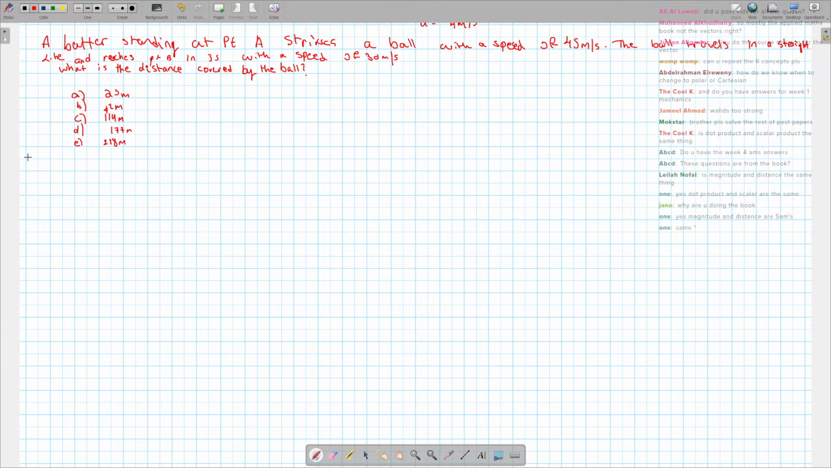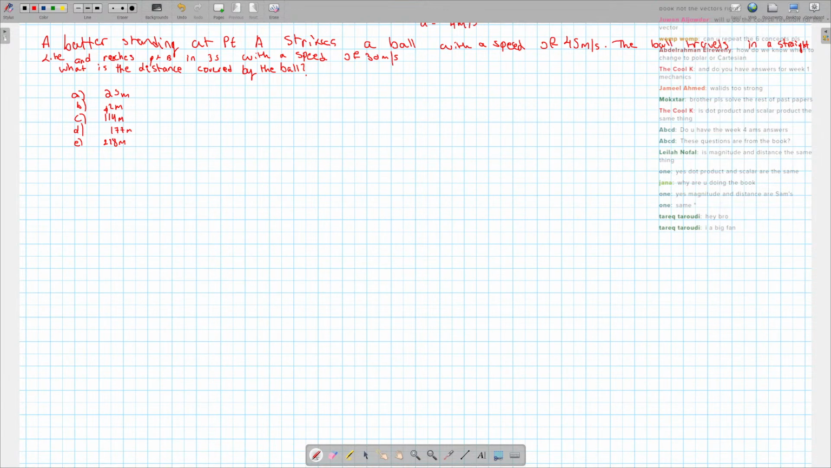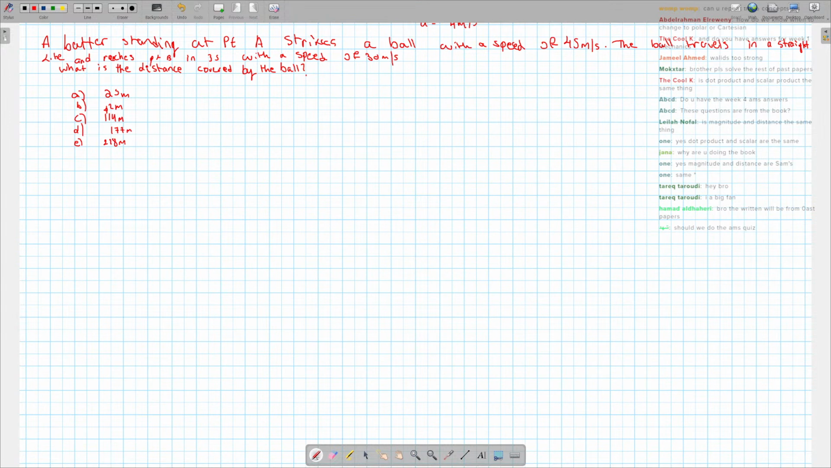Before I start, let's see. Is dot product and scalar product the same? Yes. Do you have weak for AMS answers? I don't think so. These questions are from the book. Is magnitude and distance the same thing? Yes, dot product and scalar are the same. I'm doing these specific questions from the book because I was told by someone who was told by the regional that they will come. Yes, magnitude and distance are the same.